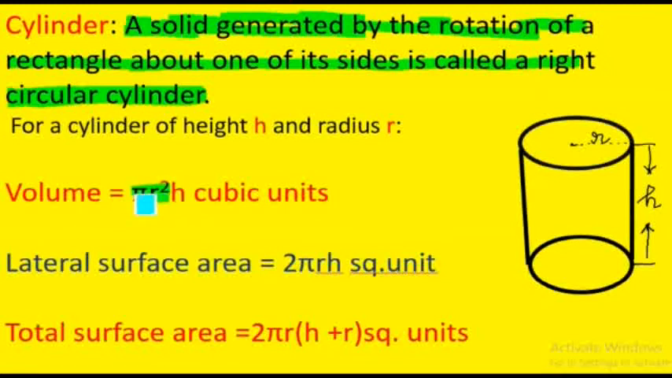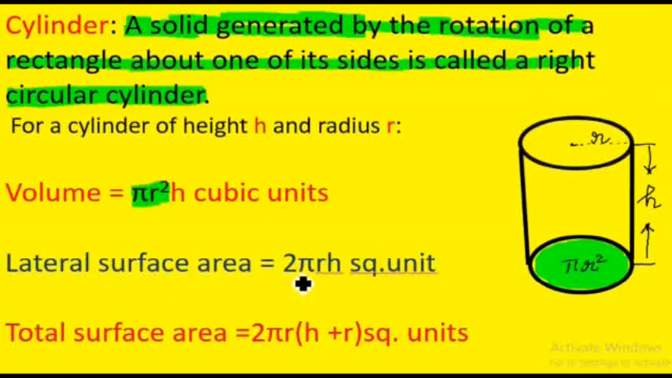Pi r square h. Pi r square is the area of this circle. Here this is the shape of a circle. So area of circle is pi r square. So when we multiply this pi r square with this height, we get the volume of this cylinder.